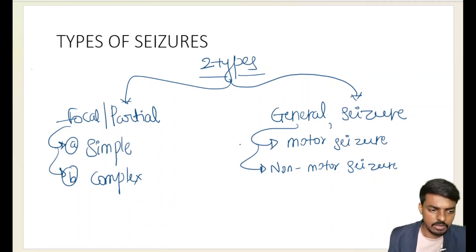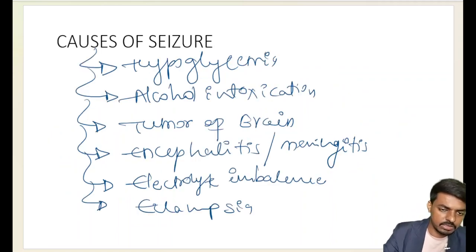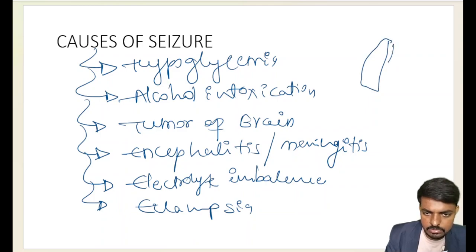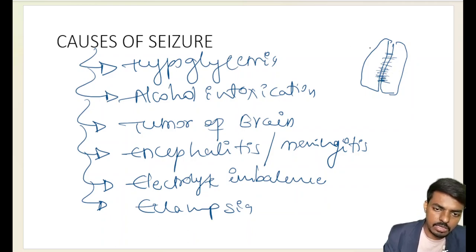Students, we are discussing the types and classification of seizure here. Let me clarify everything first. We have two brain hemispheres, the right hemisphere and the left hemisphere. Connecting the right and left hemispheres, there are nerve fibers called the corpus callosum. Here are the two hemispheres we have.